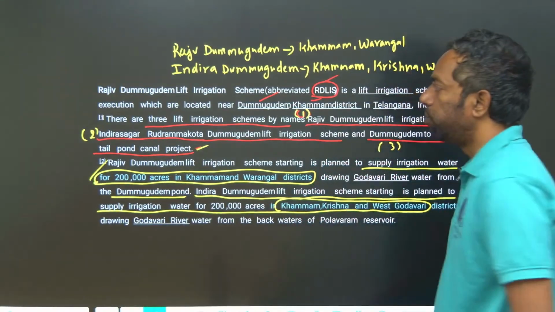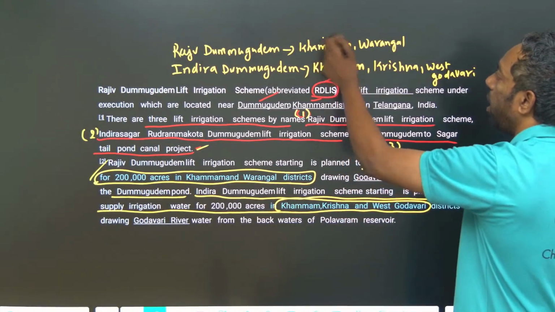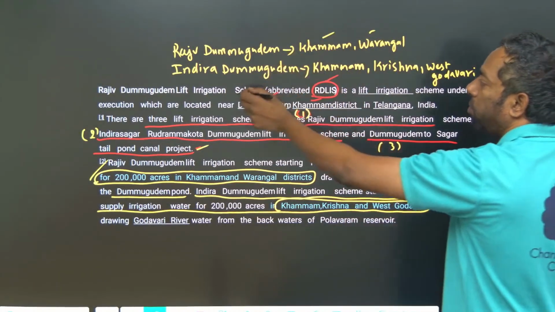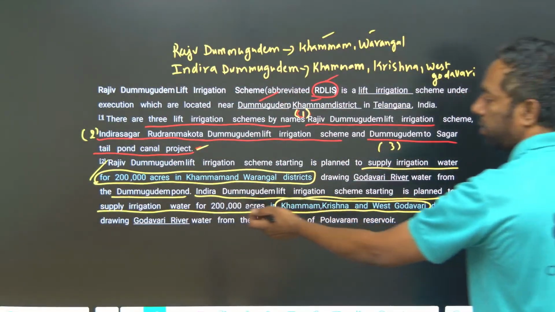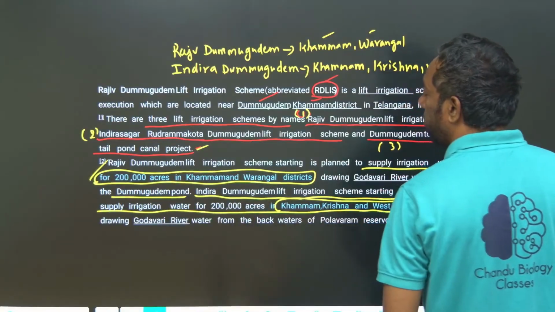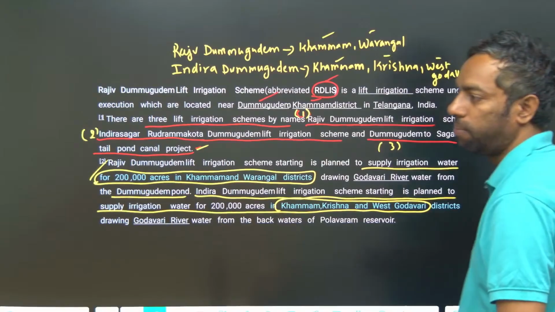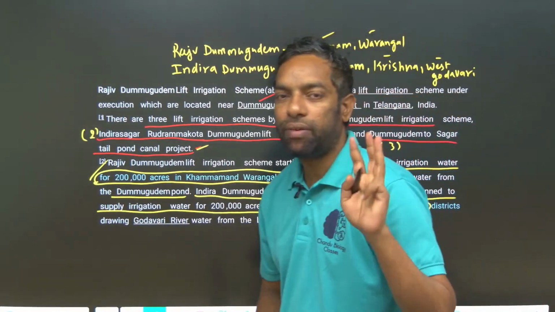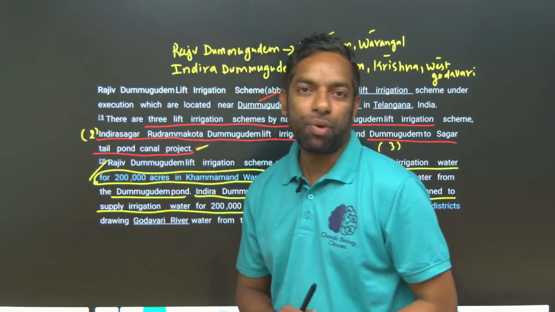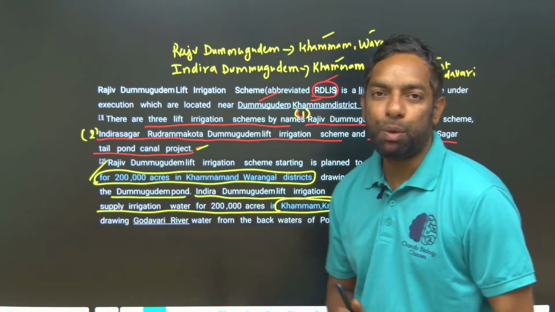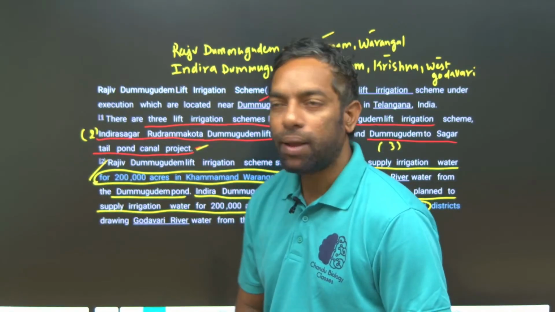They can ask you: Rajiv Dummagudem can cover Khammam and Warangal. Indira Dummagudem lift irrigation covers Khammam, Krishna and West Godavari. They can cover three districts in the Indira Dummagudem project. And the Rajiv Dummagudem project can cover Khammam and Warangal.